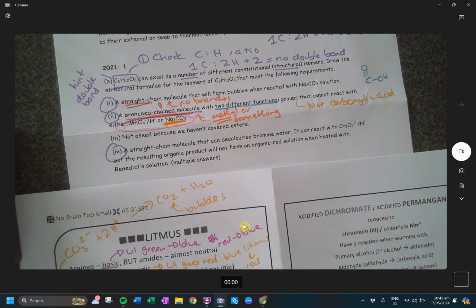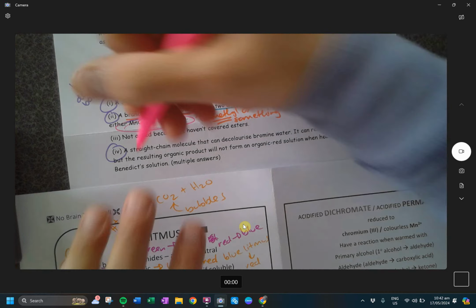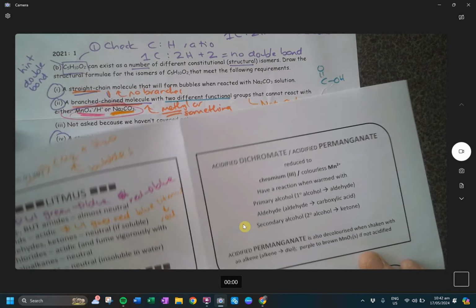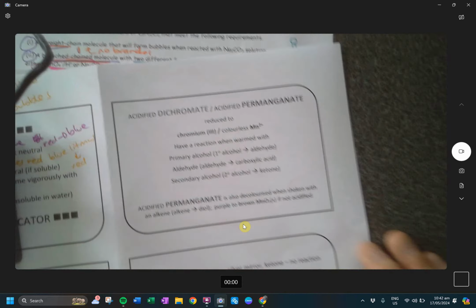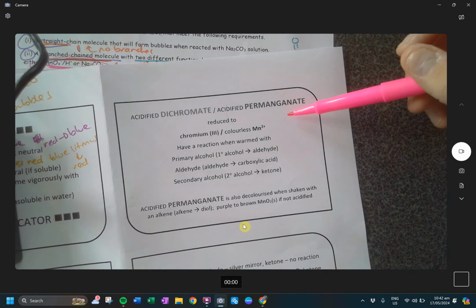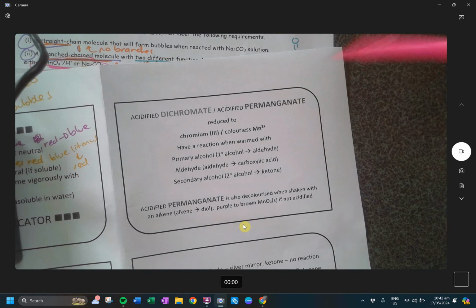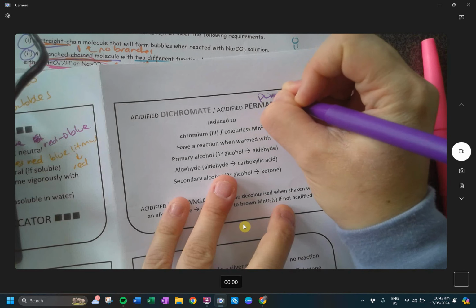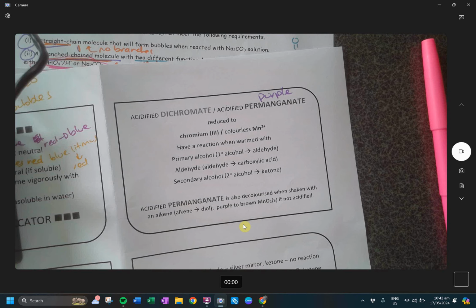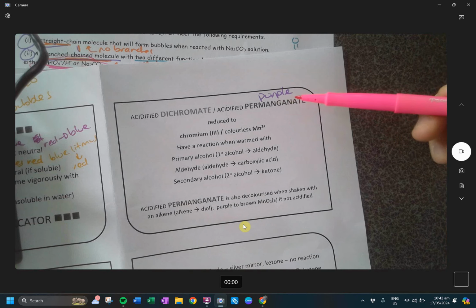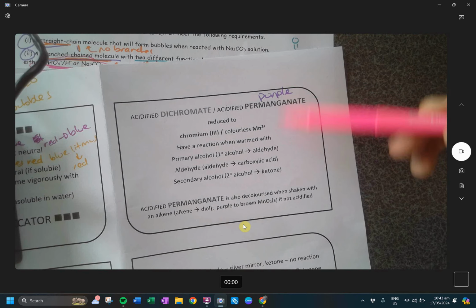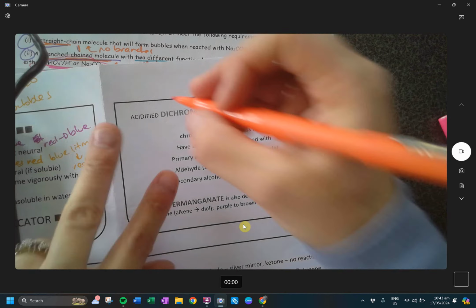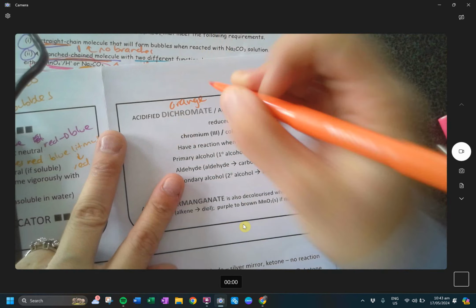All right. Then it tells me we have the permanganate question, so I need to look at permanganate here. Again, I haven't printed this in color, but just so you're aware, when permanganate reacts, it goes from purple to colorless. The other one you can use is dichromate. It's going to go from orange to green.